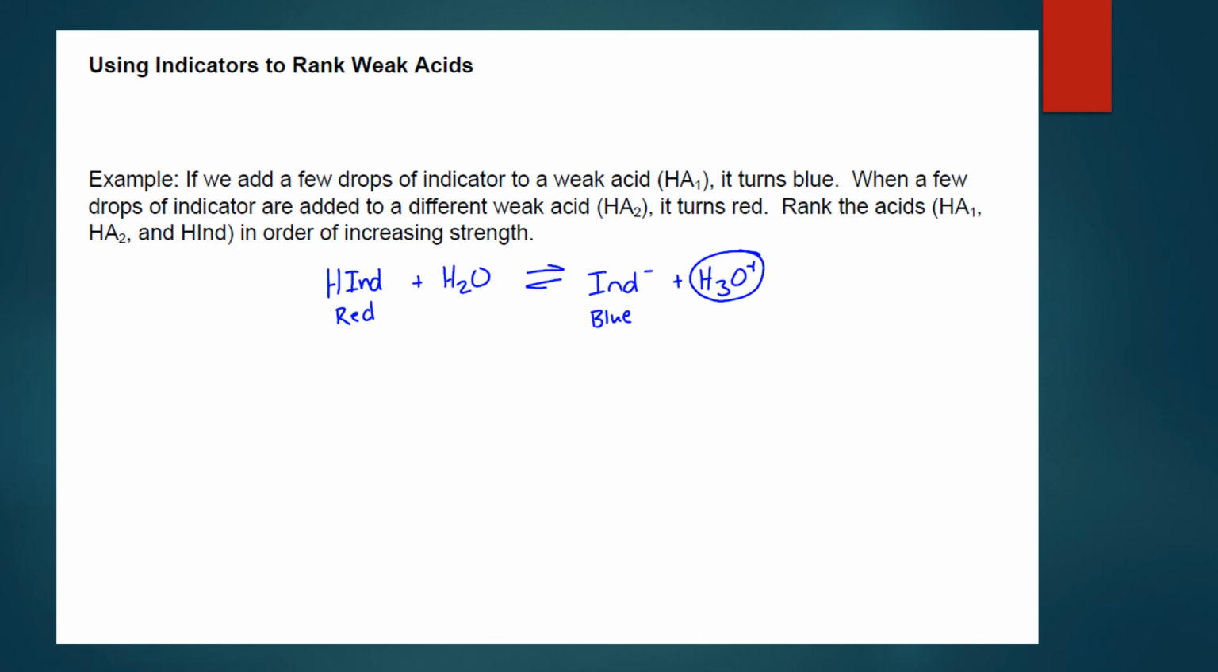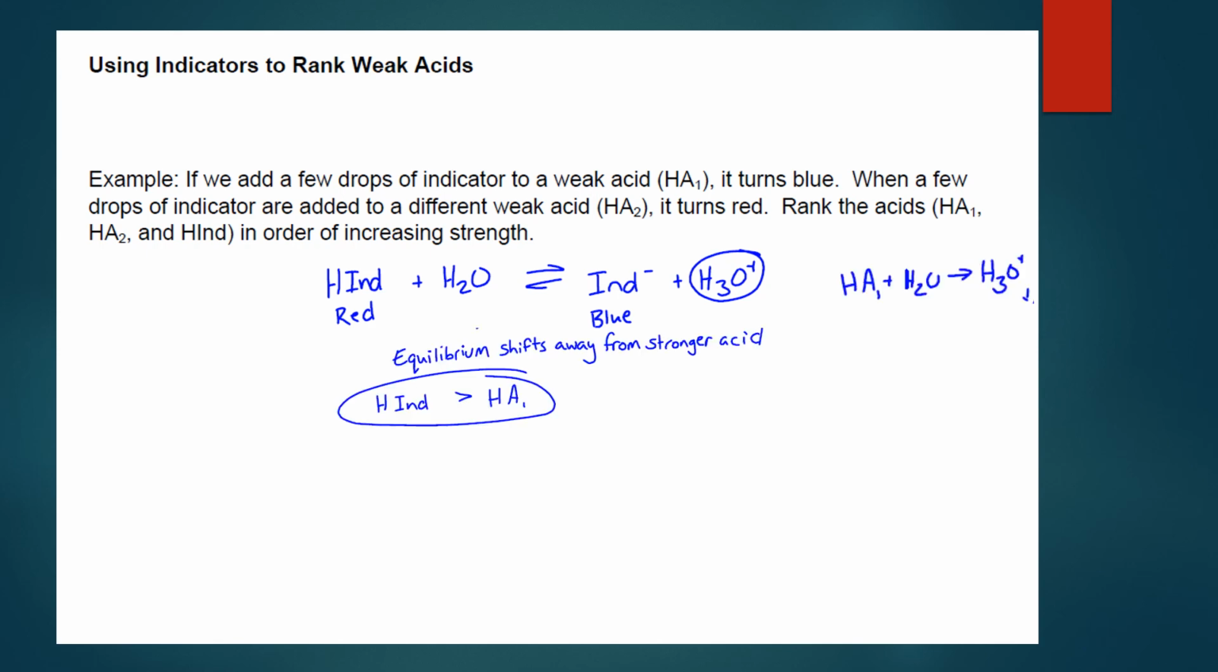The first thing we're going to look at is this ionization. We've got HIND plus H2O going to IND minus and H3O plus. If we add a few drops of indicator to a weak acid and it turns blue, it is going away from that HIND form, which means that the indicator is actually stronger than the weak acid, because it's going to shift away from the stronger acid. So it's shifting away from the stronger acid. That means my indicator must be stronger than HA1, that first weak acid.